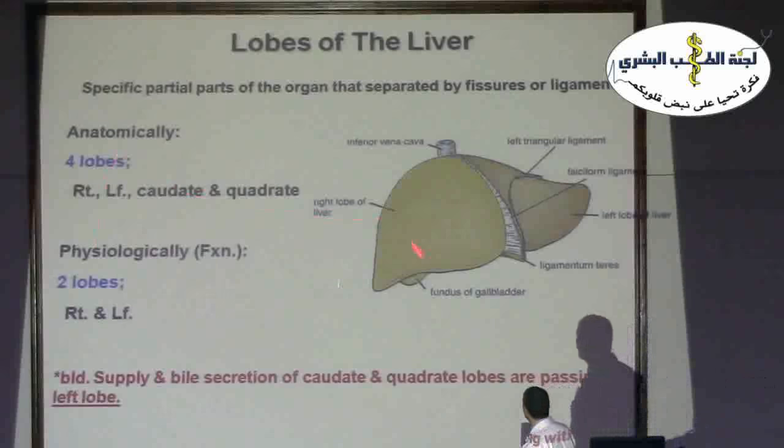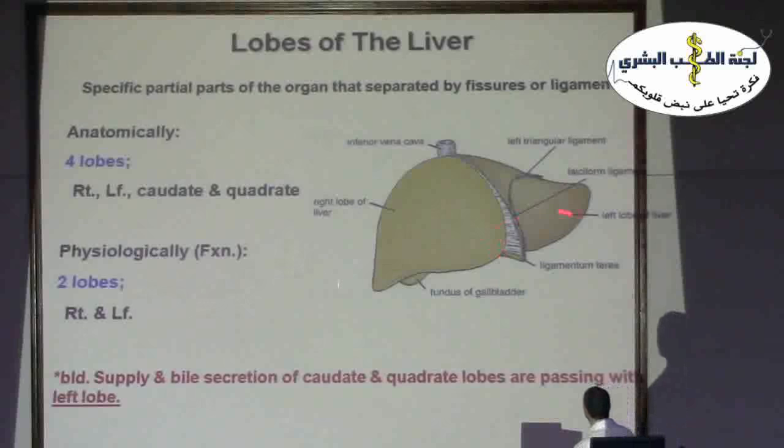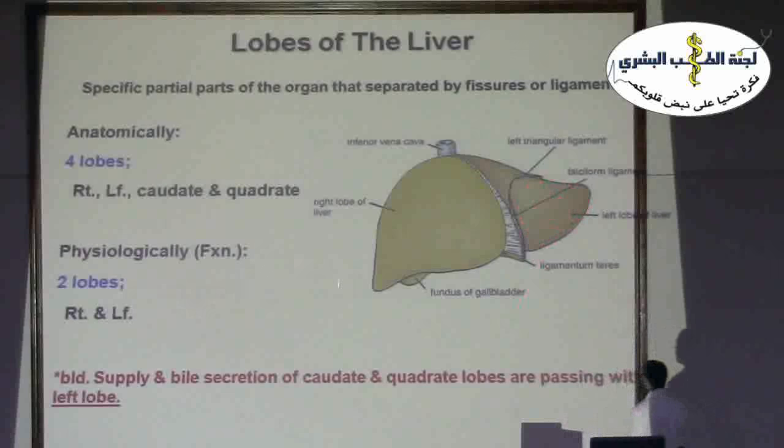The four lobes of the liver: the largest one, if you look carefully, is the right one here. We name it the right lobe of the liver. They are separated by the falciform ligament. If you look at the falciform ligament, on the right side we have the right lobe of the liver, on the left we have the left lobe of the liver.